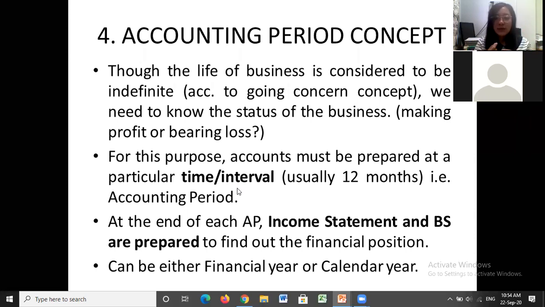It will be usually for 12 months. All right, so at the end of each accounting period, income statement and balance sheets are prepared.